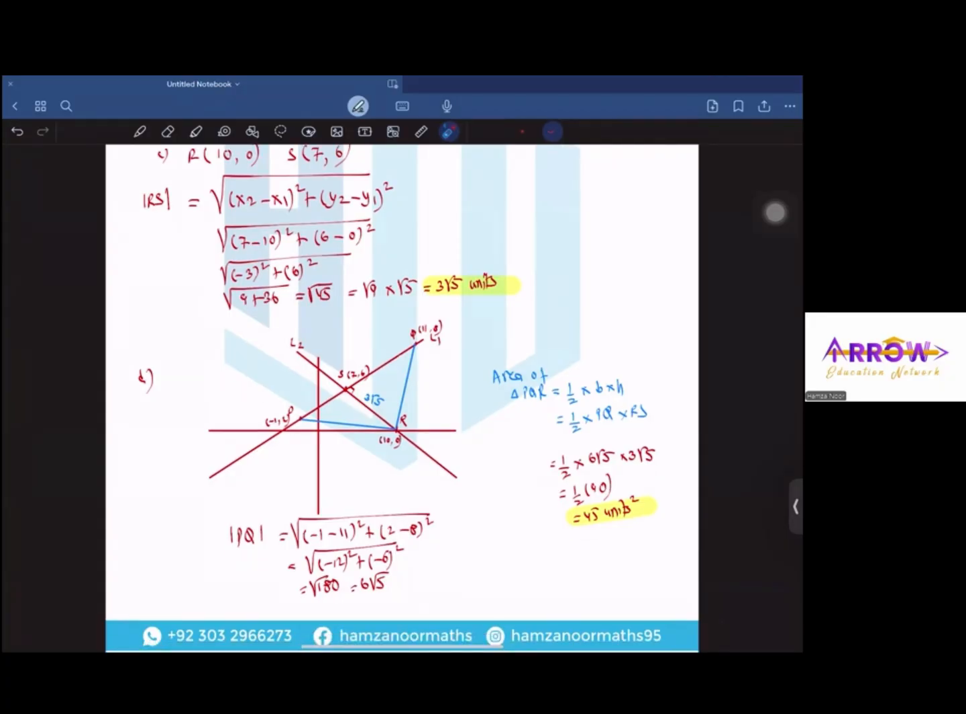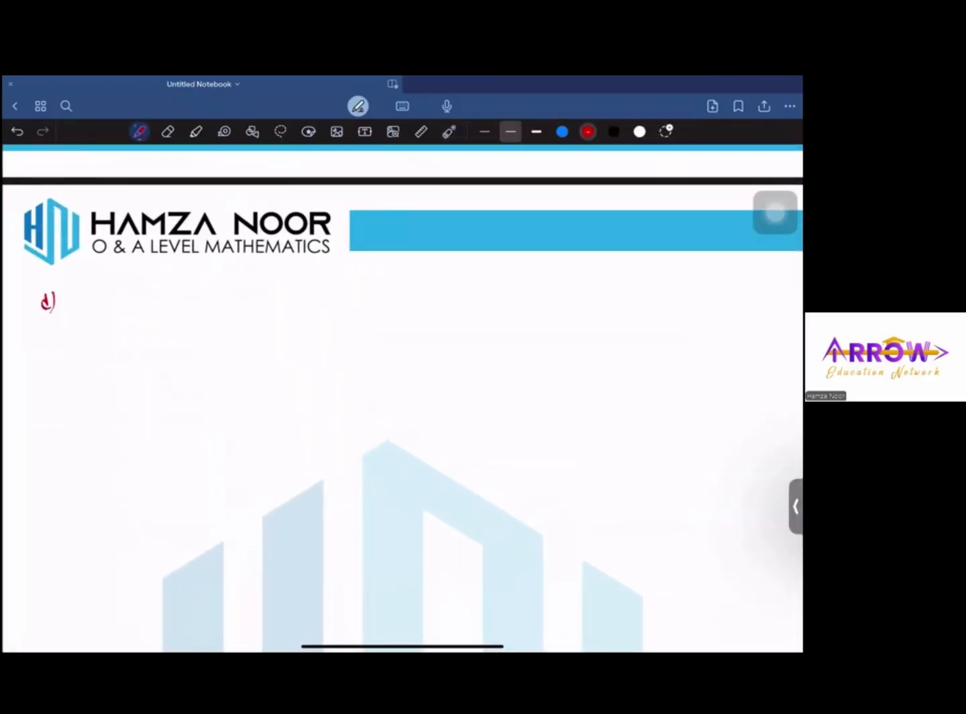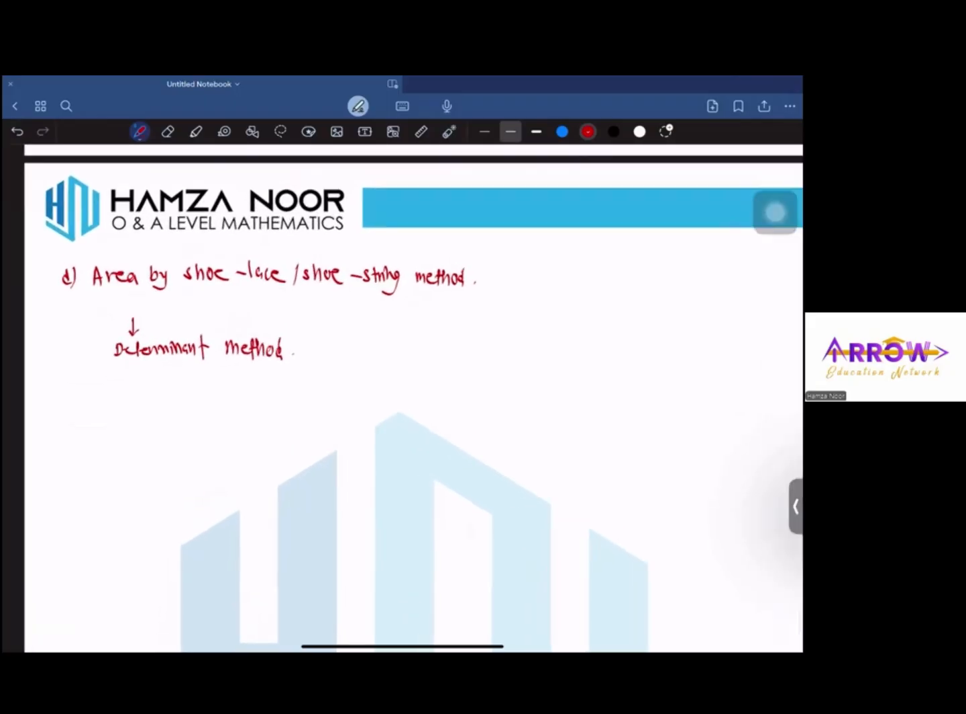An alternative approach to do this part D is basically to use the concept of area by shoelace shoestring method. Okay, and as per the language of the Edexcel marking scheme, this method is known as the determinant method. Determinant method. Okay, so I'm going to give some detailed explanation over here for this particular method.